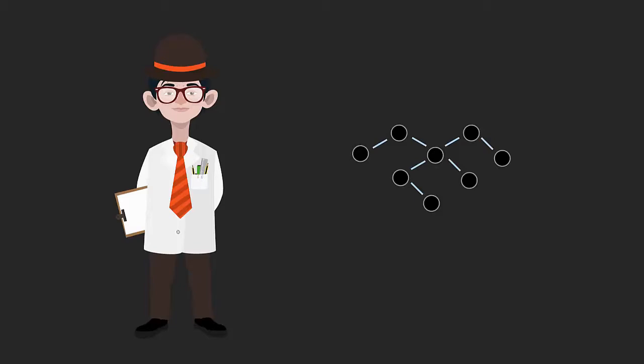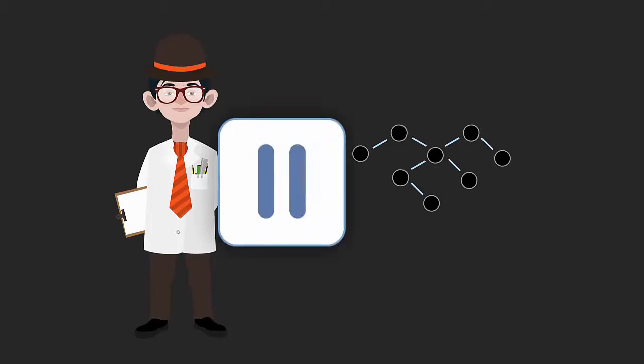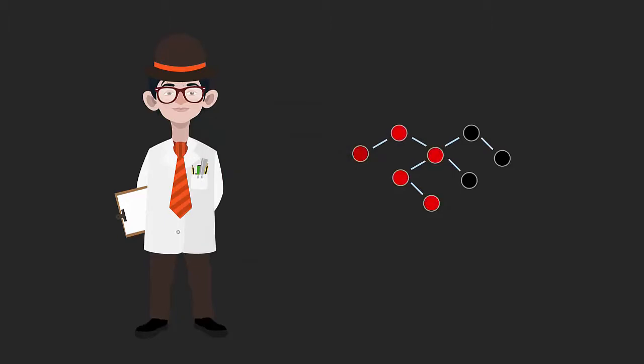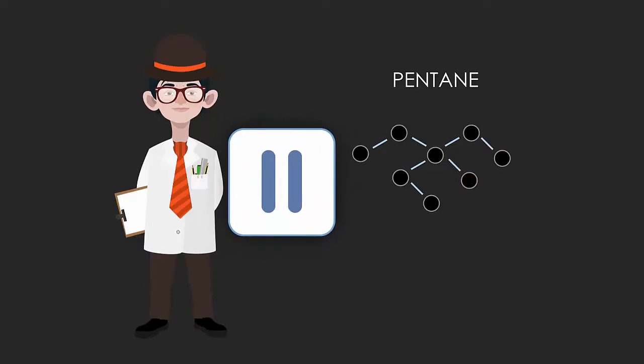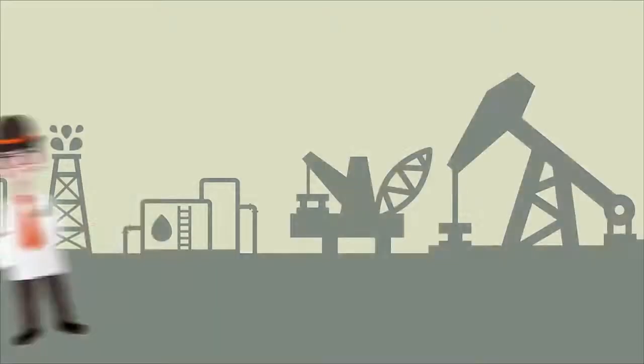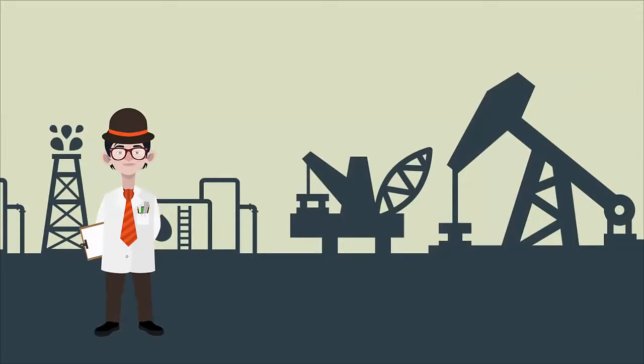But what is its formal name? Pause and count the atoms in the longest chain. Whichever way you count, the longest chain is 5 carbon atoms long, so the name will be pentane. And off the third atom in the chain, there is an ethyl group and also a methyl group, so its name will be, pause and think, 3,3-methyl ethyl pentane. But this compound is not normally found in crude oil and is very expensive.